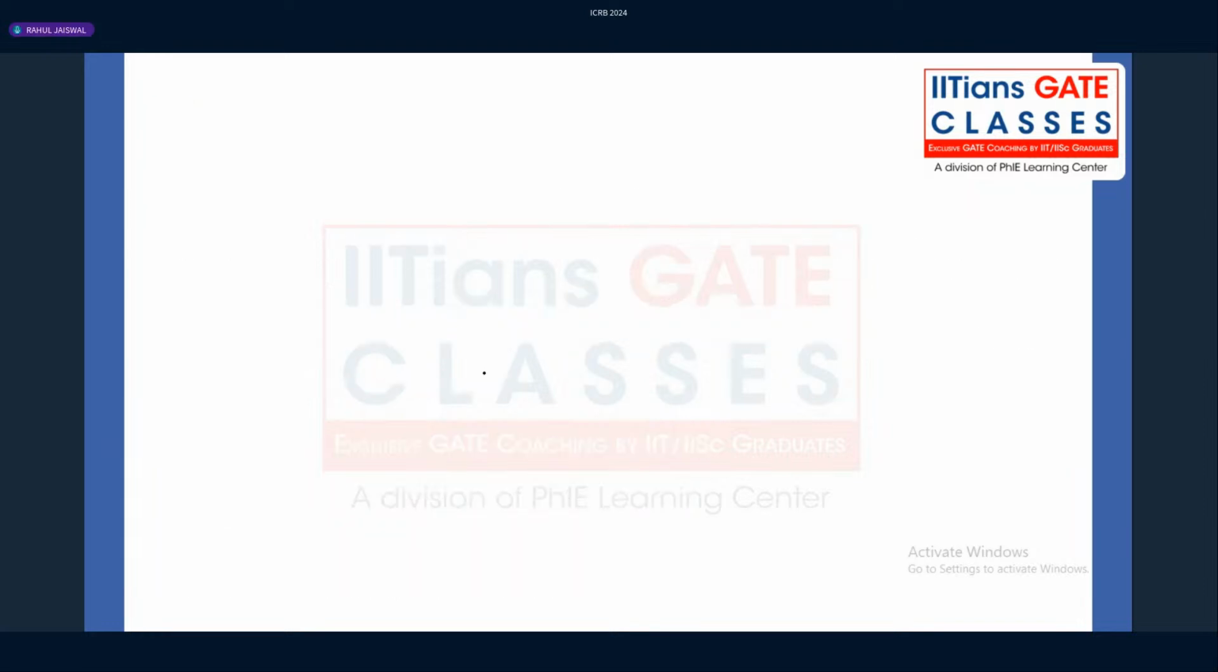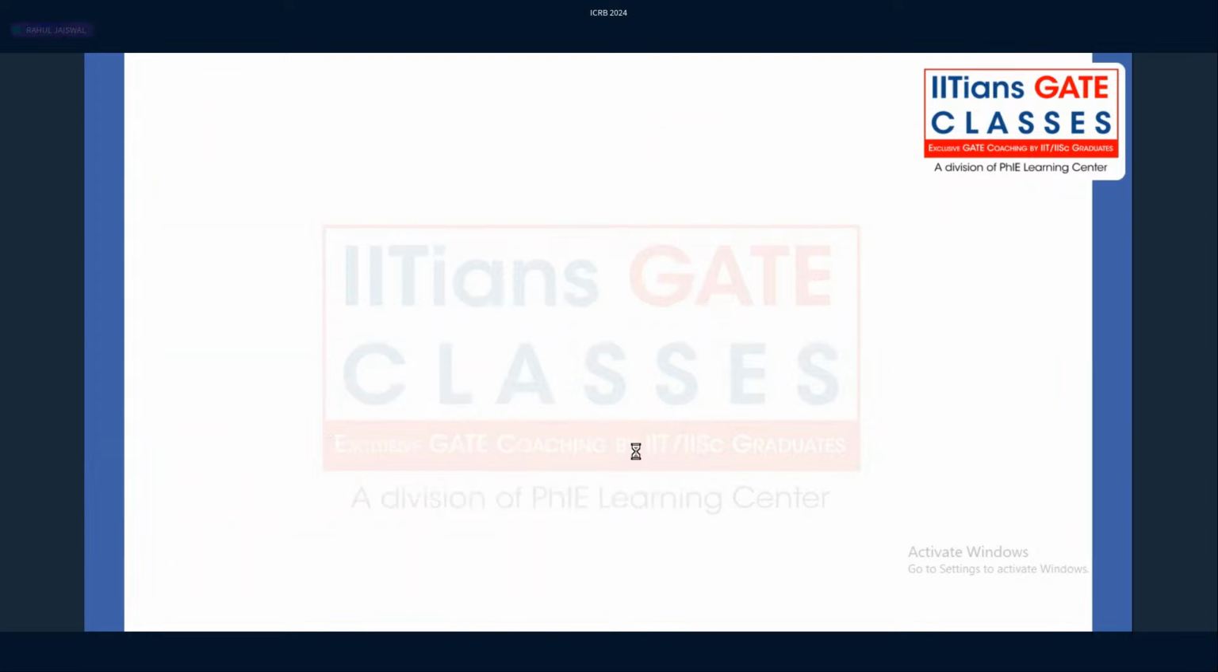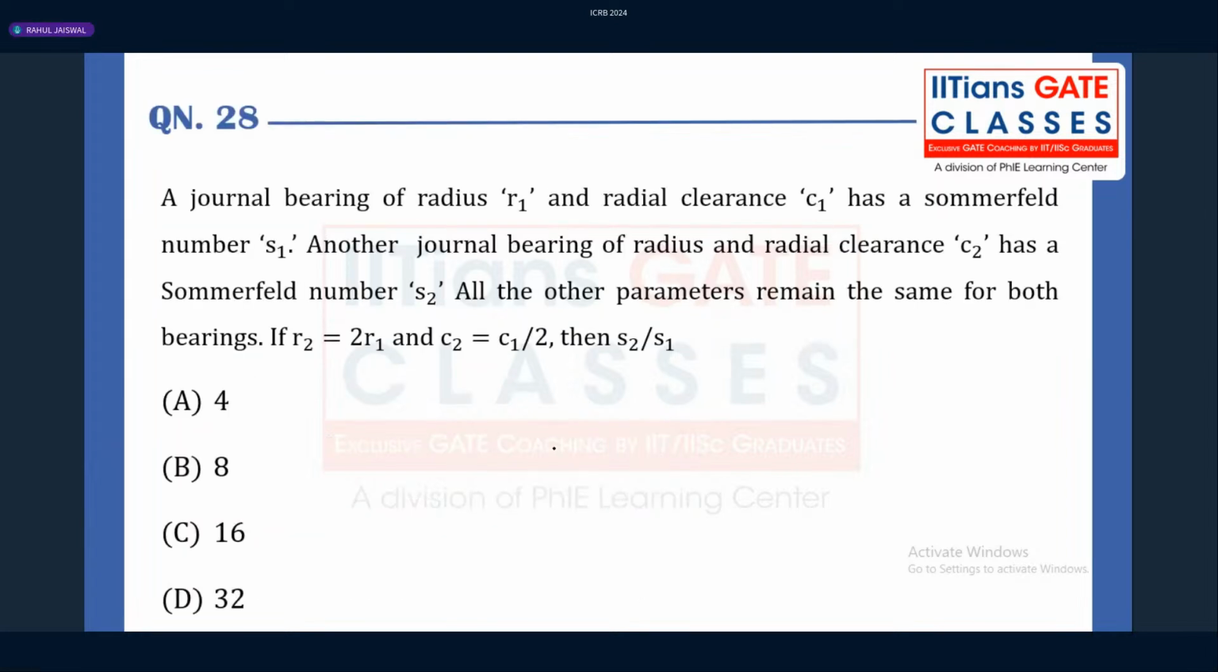So this question I will take in the end. Now here, the next question: the journal bearing which is having a radius R1 and the radial clearance C1 has a Sommerfeld number S1. Another journal bearing which is having a radius, again, let me check the question.